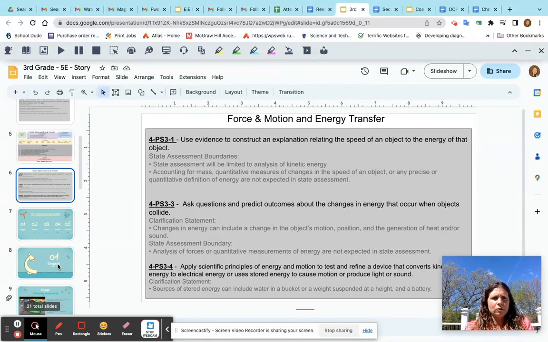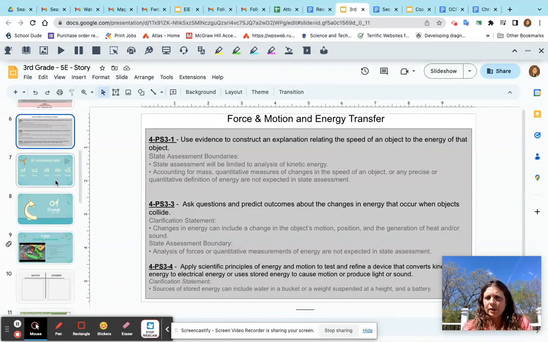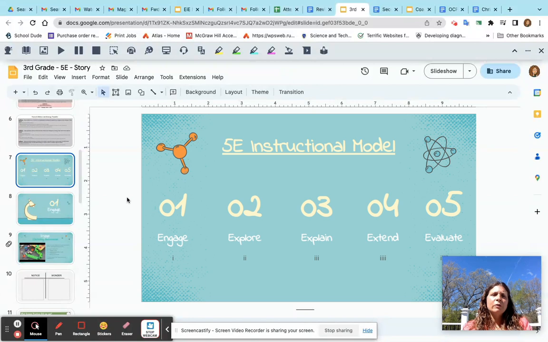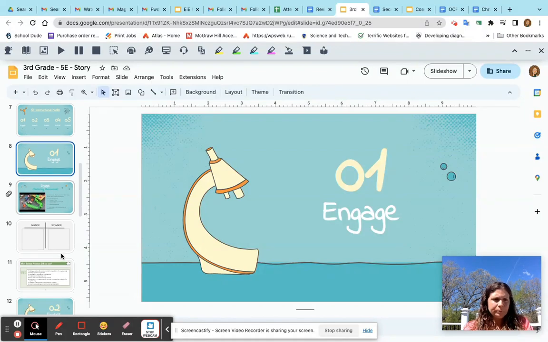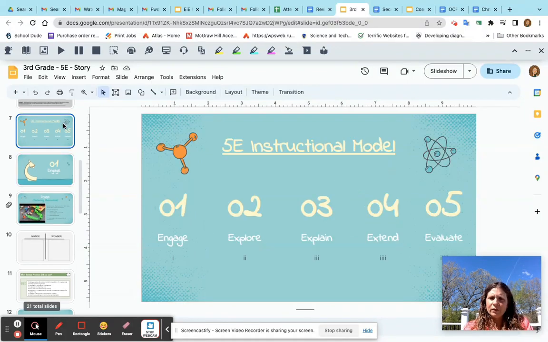We're always trying to multitask with our teachers. We know how hard it is to find coverage. Since we're focused on 5E, we have each of them laid out, as well as the 5E instructional model. And I'm not going to go through it with you, but each of these would then have the portions of the 5E. So engage, explore, explain, extend, evaluate.